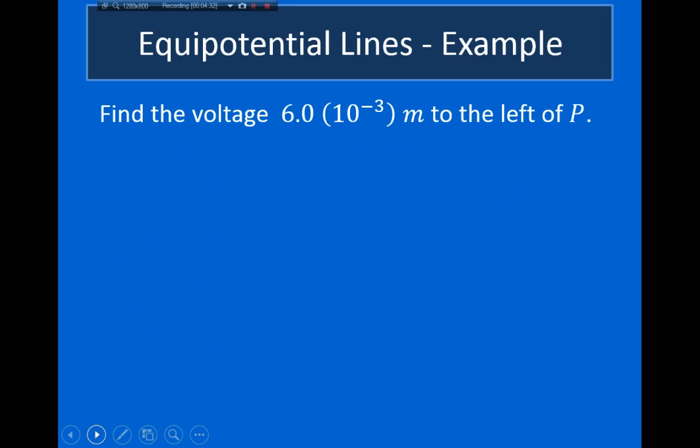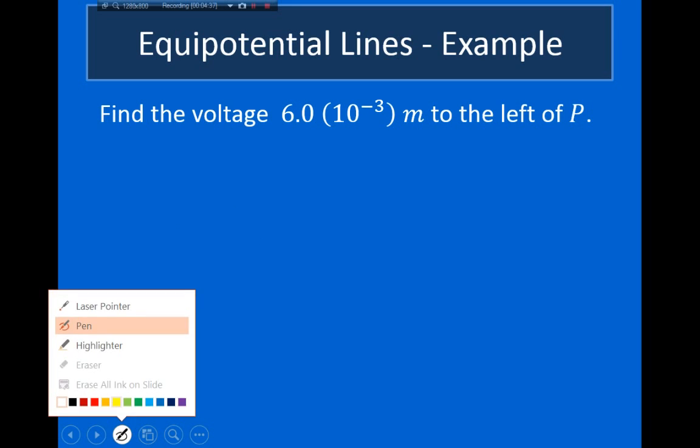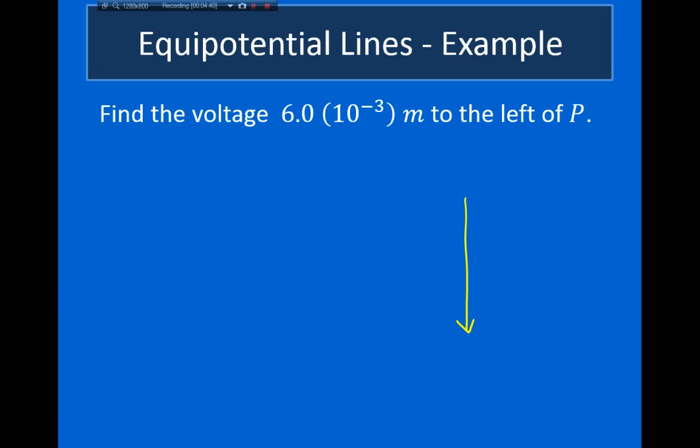So the next example asks us to find the voltage if we were moved to the left of point P. So again, our electric field lines are pointing vertically down. We have this point P, which is at 155 volts. And now we're going to move over to the left like this. This is our displacement. So notice that in this example, the displacement vector is perpendicular to the electric field lines, right? My displacement points to the left, and the electric field lines are pointing vertically downwards.